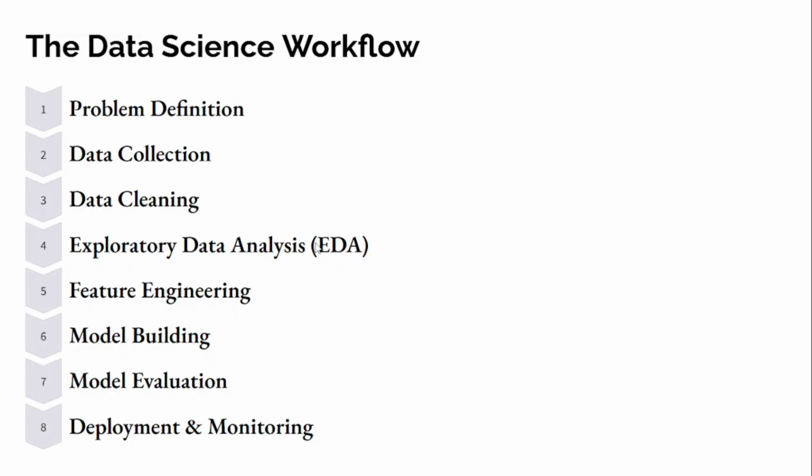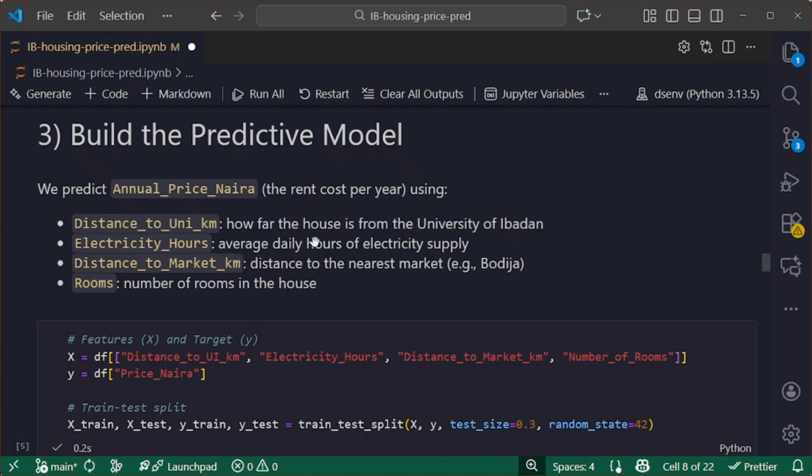Feature engineering is where you select the features. Now, because we have a simple data set, we don't have to do much work in feature engineering. We've already selected the features here. 4 features: distance to uni, electricity hours, distance to market, and the number of rooms.